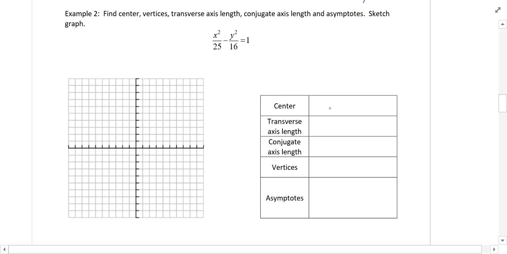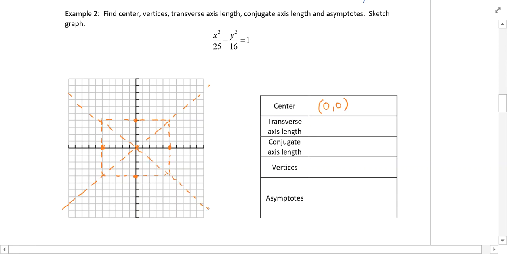Okay. So this one has a center still at 0, 0, right here. I'm going 1, 2, 3, 4, 5 in each direction, and up and down 4. 1, 2, 3, 4. I'm going to make my box. Liking the orange right now. I hope you can see it well. And then asymptote and asymptote.